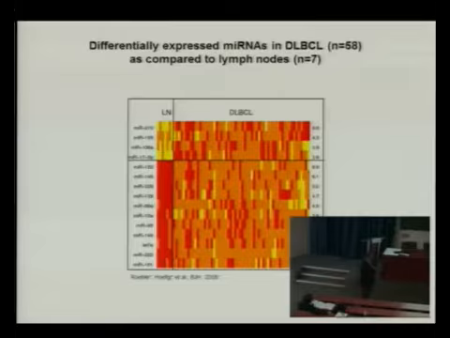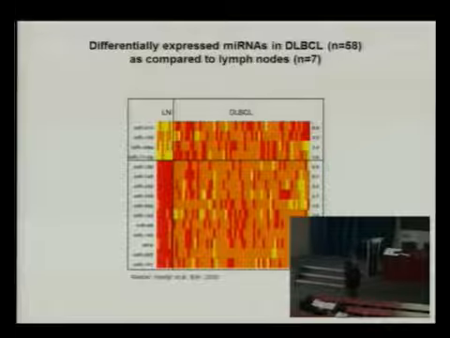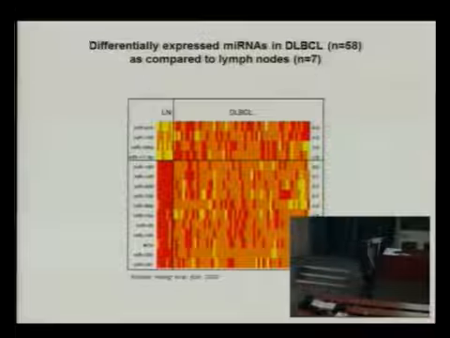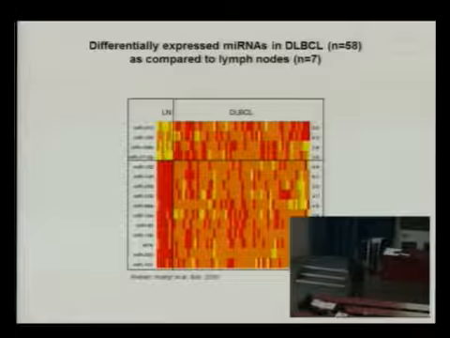And this was published already in 2008, and I must say I'm kind of proud that these 4 microRNAs have passed the test of time. There have been other studies now, and these microRNAs have always been shown to be overexpressed in diffuse large B-cell lymphomas, and the microRNA 210 can even be detected in the blood serum of DLBCL patients.